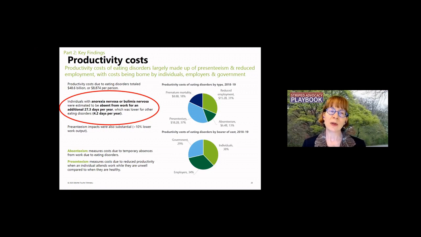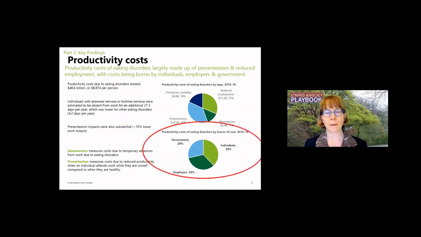Now, with this, anorexia nervosa and bulimia nervosa are very serious conditions, and when people are actively experiencing these conditions, the estimate is they may be missing work for an additional over 27 days per year compared to someone who does not have these conditions. For the other eating disorders, not quite as debilitating, people may miss an additional 4 days of work. Now, down at the bottom right of the screen, you'll see productivity costs of eating disorders. Those are fairly evenly spread out across individuals, employers, and government, each picking up around a third, give or take.